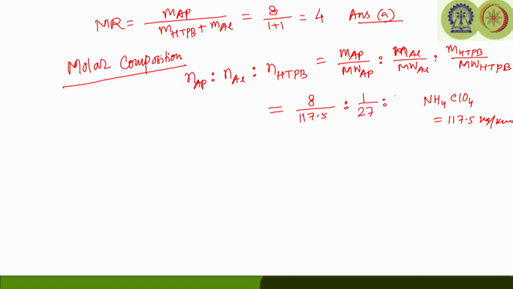So, you can just simply write, and mass of molecular weight of aluminum is 27, molecular weight of HTPB we can take from the previous example problem, but it must be given there, otherwise it is difficult to say because molecular weight of HTPB varies. So, you can easily find out the ratio from this, and from there you can actually find out the molar composition.